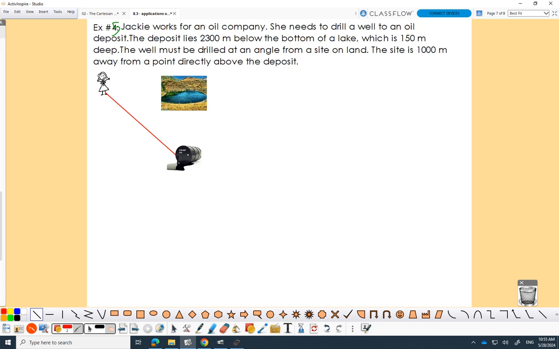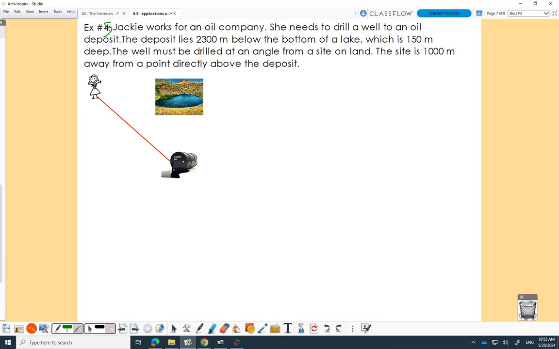So, the deposit lies 2,300 meters below the bottom of the lake. This distance is 2,300 meters. But the lake's 150 meters deep.